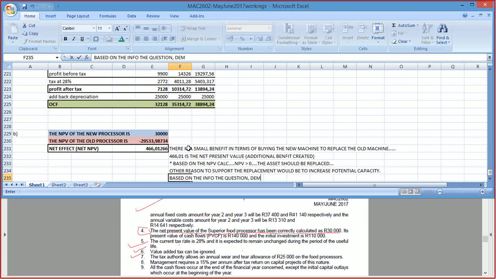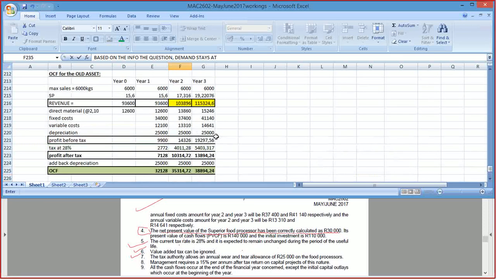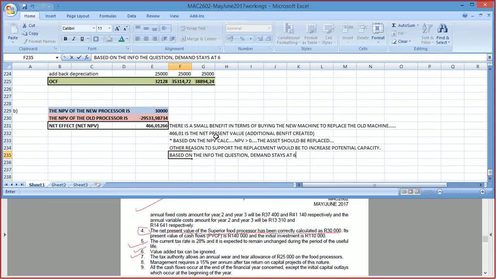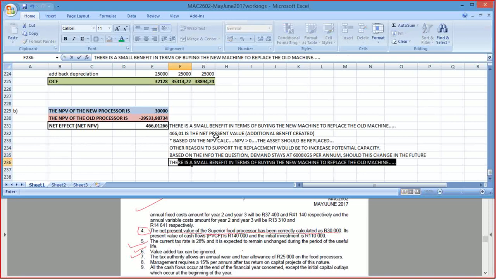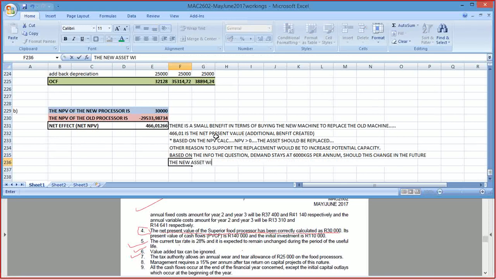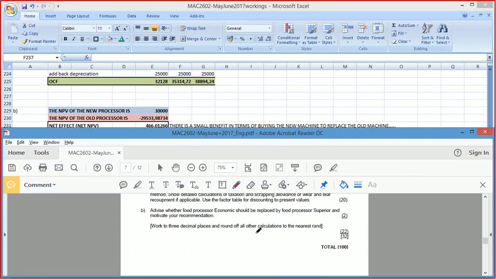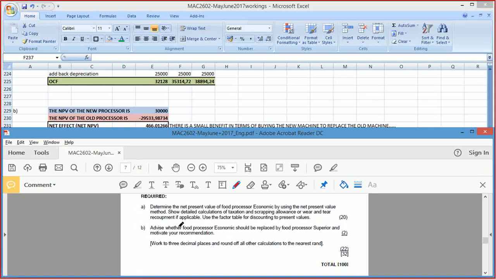Based on the info in the question, demand stays at 6,000 kilograms per annum. Should this change in the future, the new assets will have greater capacity to produce more goods. So that's just something additional. You probably don't have to mention that. It was like 2 marks.